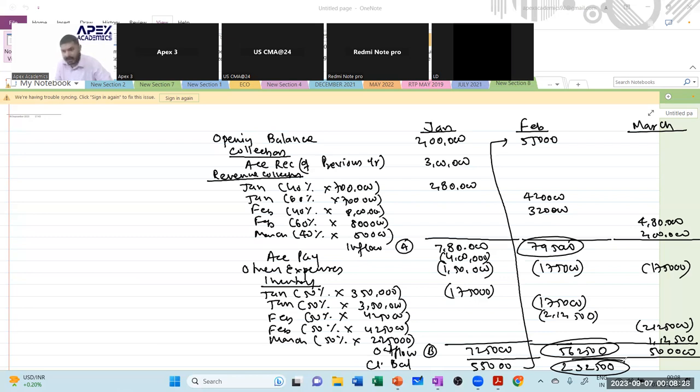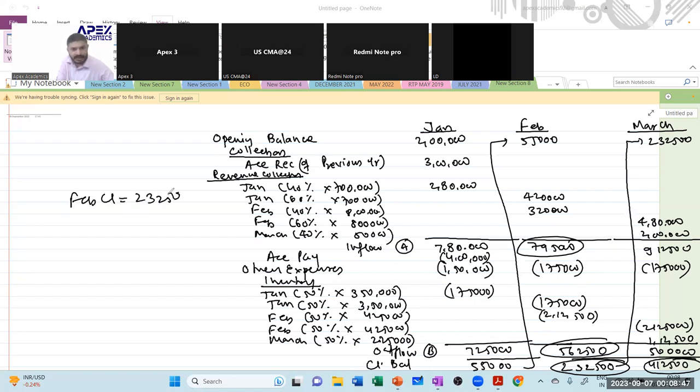But this 232,500 now will become the opening balance of March. You will be left with 9,12,500 in hand, and your March will end with 4,12,500 as Rohit correctly answered. So Feb closing is equal to 232,500. It is option number C, and this is your question number 93 on page number 59 of exam support package.